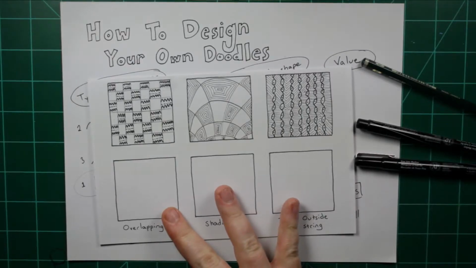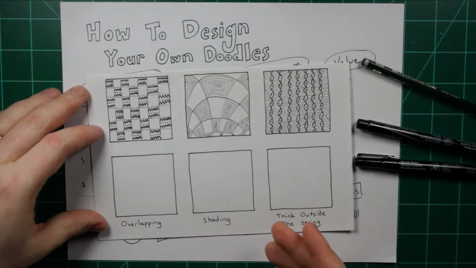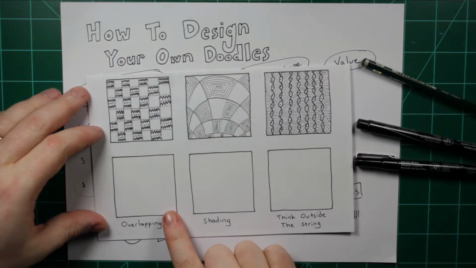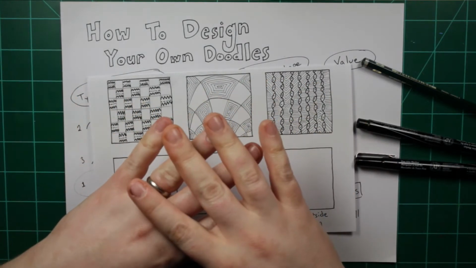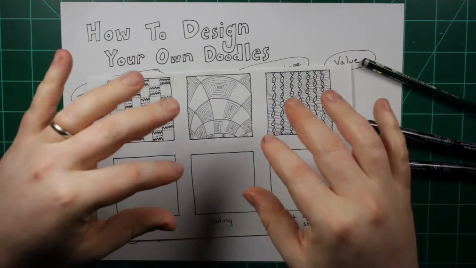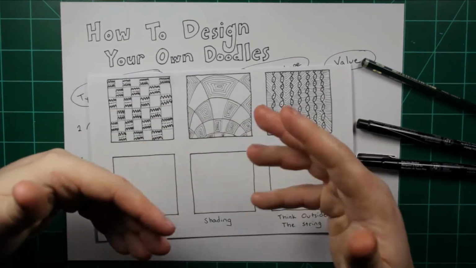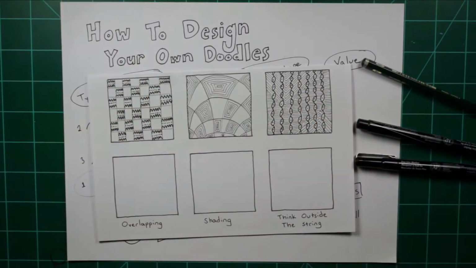The three tools we're going to be using today are overlapping, shading, and thinking outside the string. For starters, overlapping is what happens when you have a pattern with another pattern behind it. Now, in some ways, I've already shown this worked into other patterns, but here I'd like to show how you actually would go about doing it.